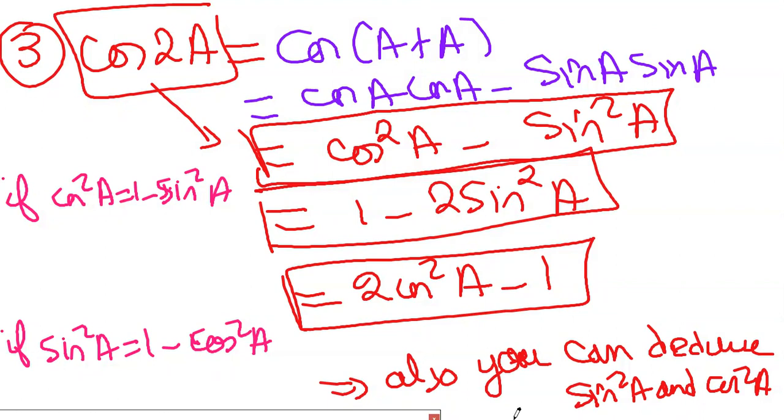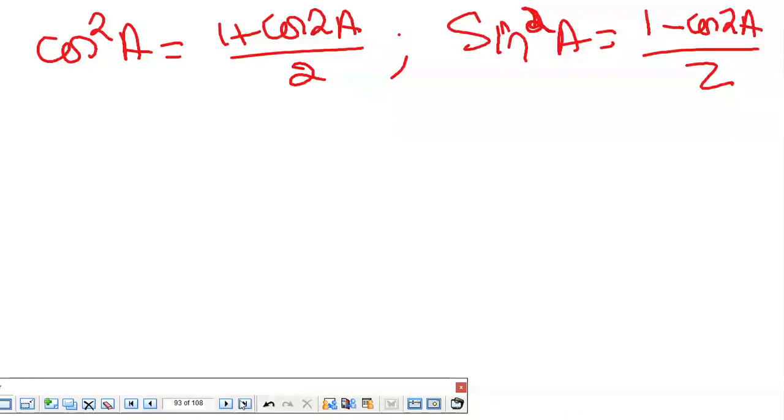If I replace cosine squared by 1 minus sine squared, what will I have here? 1 minus sine squared minus sine squared, so it's 1 minus 2 sine squared. And if I replace sine squared by 1 minus cosine squared here, I will have cosine squared minus 1 minus cosine squared, so plus cosine squared. So cosine squared plus cosine squared is 2 cosine squared minus 1. And also, guys, you can deduce sine squared and cosine squared from those two. So you can solve for sine squared: it's going to be 1 minus cosine 2A over 2. And cosine squared is 1 plus cosine 2A over 2. It's very simple, you just need to memorize it.